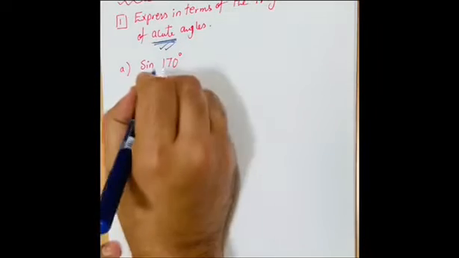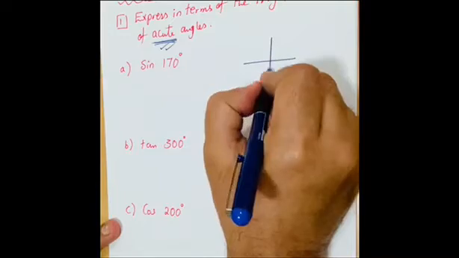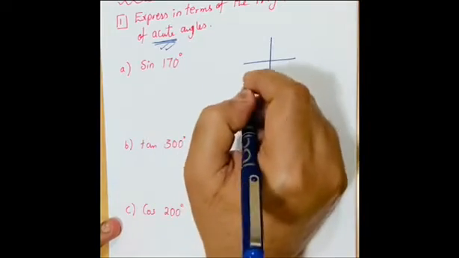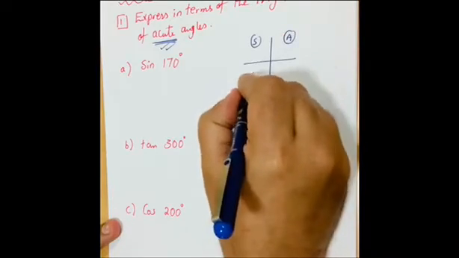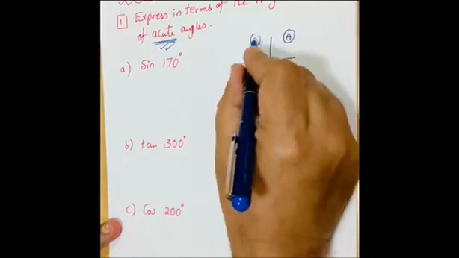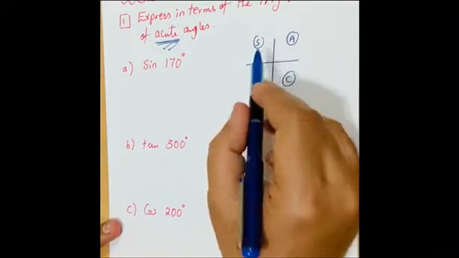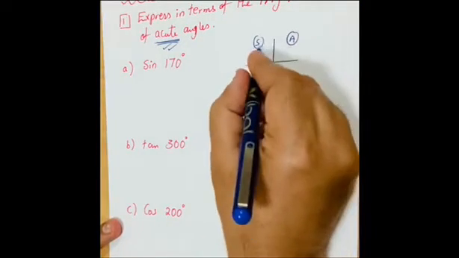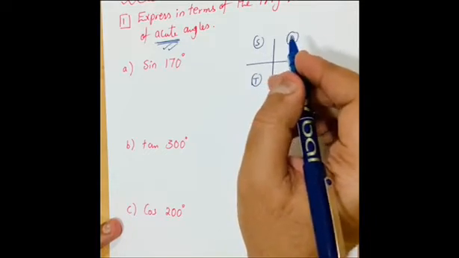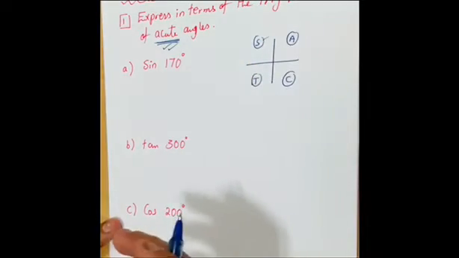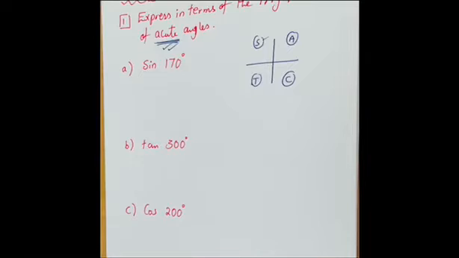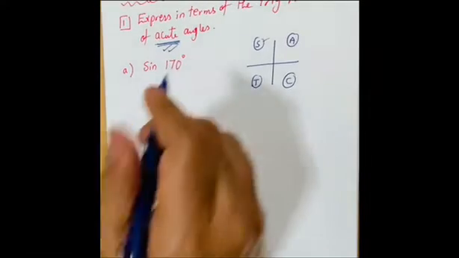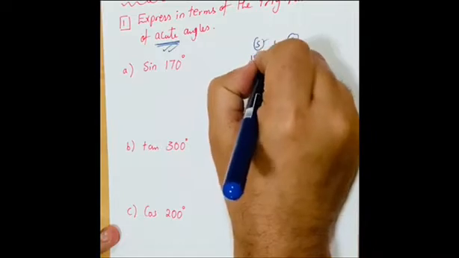Now, 170, based on the quadrants, is lying in the second quadrant. So you know A, S, T, C. You can say it as ASTC or all students to college. S means the second quadrant has positive only for the sine, but for the tan and cosine, the ratios of angles lying in the second quadrant are negative. Now 170, the expression in the second quadrant is 180 minus theta.